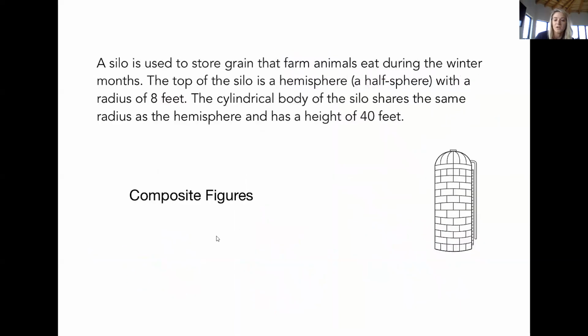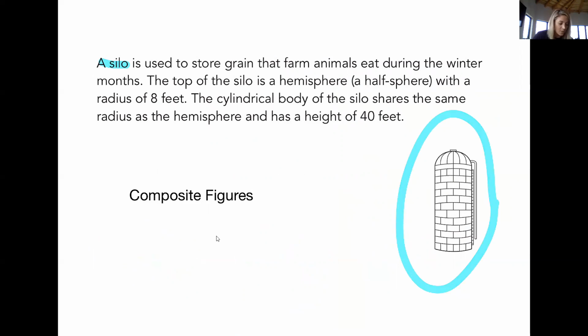But I also want to make sure that you understand you might see some real-world application problems. In this situation, I'm given a silo, and this is an example of what a silo looks like in case you're not familiar with that. It holds grain and stores food for animals over the winter. So at the top of that silo is a hemisphere. And hemi, that prefix there, just means it's half of a sphere. That's going to be really important for us to remember later. So here's that hemisphere. And then I'll also know that this silo has a cylindrical body. I'm going to highlight that in pink, and that is shared.